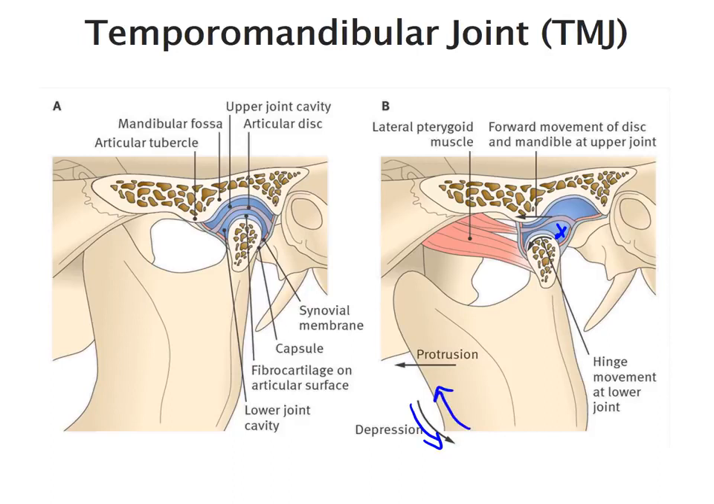So depression of the mandible allows you to open your mouth. Elevation of the mandible allows you to close your mouth. In addition to both gliding and hinge-like movements, the jaw is also capable of lateral movements. Lateral movements of the mandible occur most frequently during mastication, which is the chewing process.